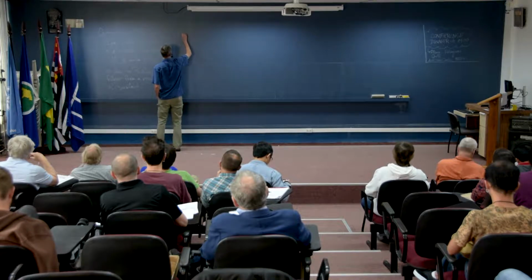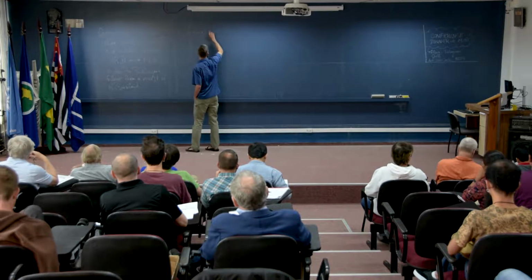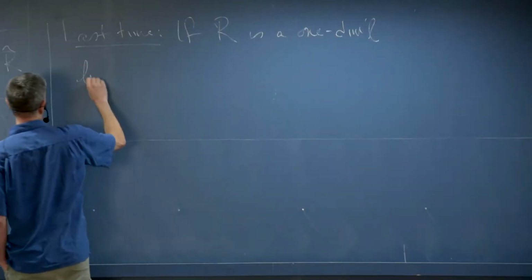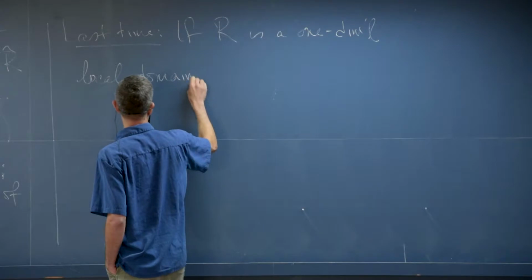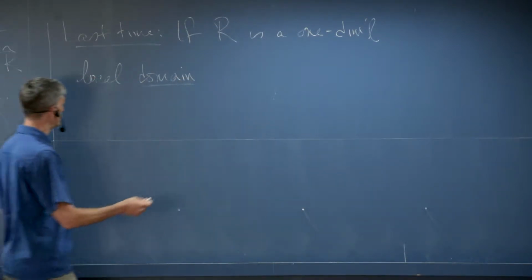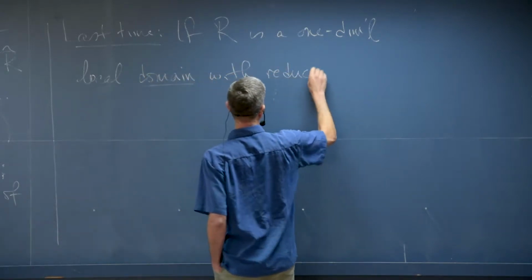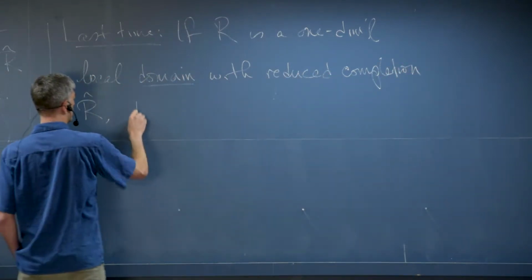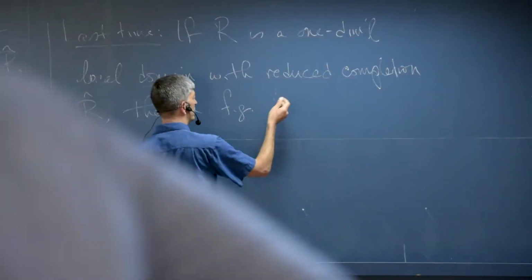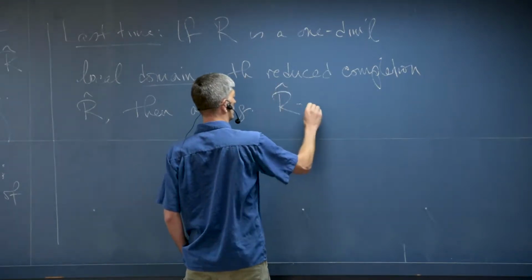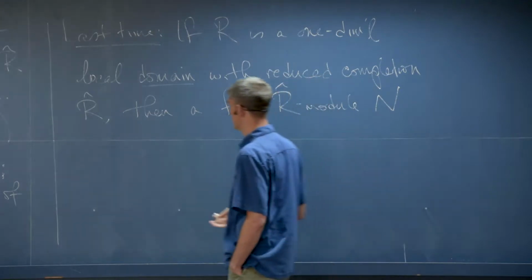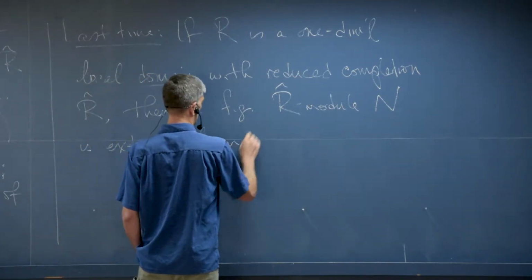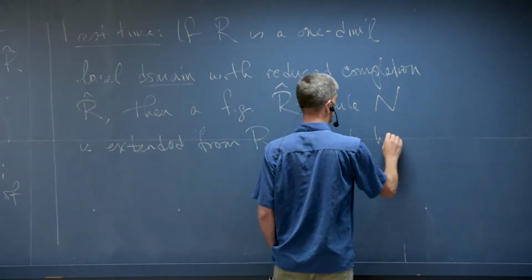So if R is a one-dimensional local domain, domain here is an important word, with reduced completion, then a finitely generated R hat module N is extended from R if and only if it has constant rank.